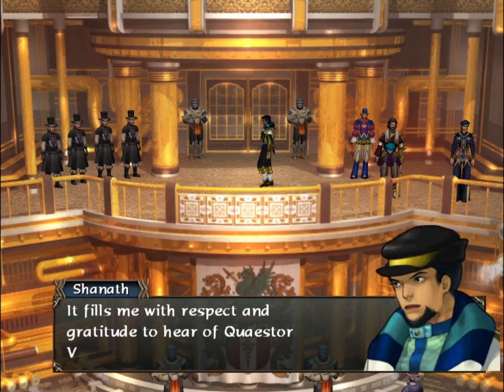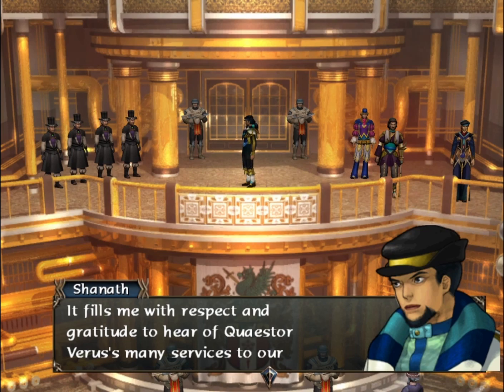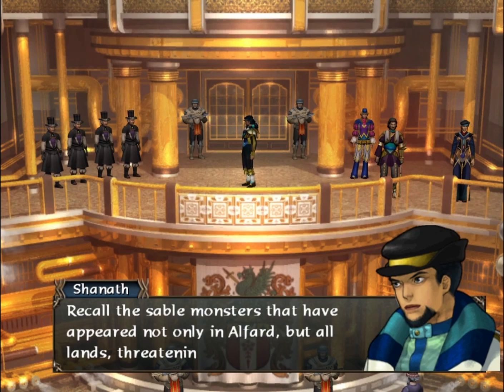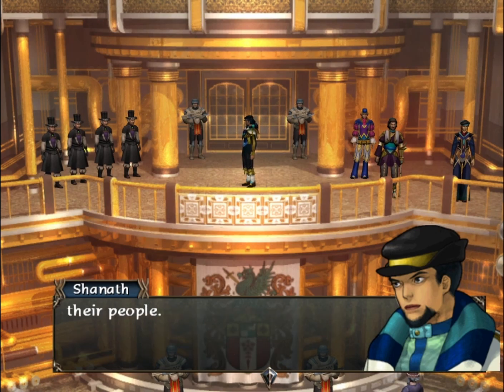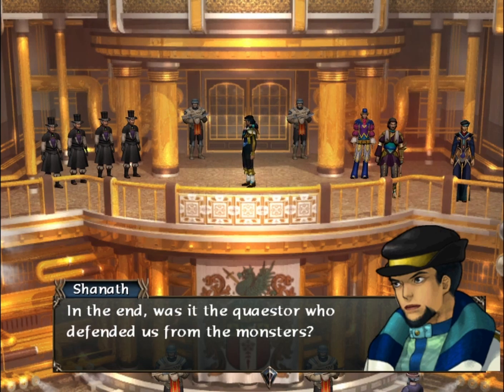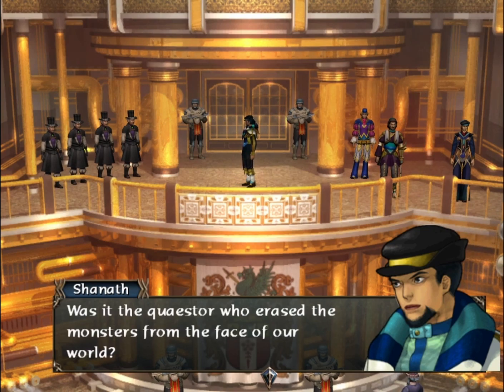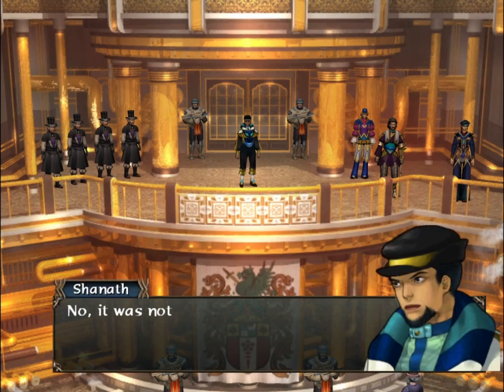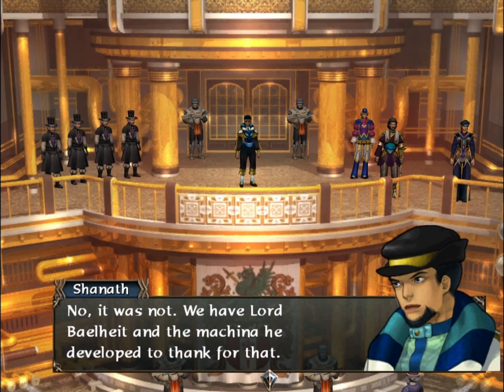It fills me with respect and gratitude to hear of Quaestor Varus's many services to our empire. But honored senators, if you would be so kind, recall the sable monsters that have appeared not only in Alfard, but all lands, threatening the safety of their people. In the end, was it the Quaestor who defended us from the monsters? Was it the Quaestor who erased the monsters from the face of our world? No, it was not. We have Lord Baelheit and the machina he developed to thank for that.